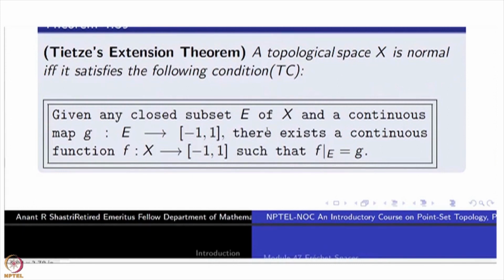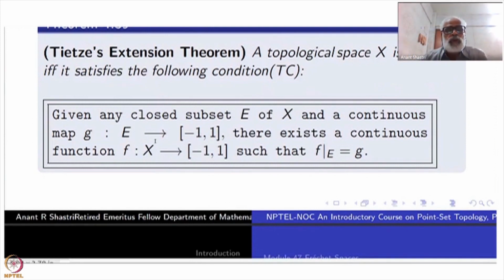Obviously, here E is a non-empty closed subset, otherwise we don't have any continuous function G from E to [-1, +1]. So this is the hypothesis, given a closed subset and a continuous function. So there is no need to worry about E being empty and so on.